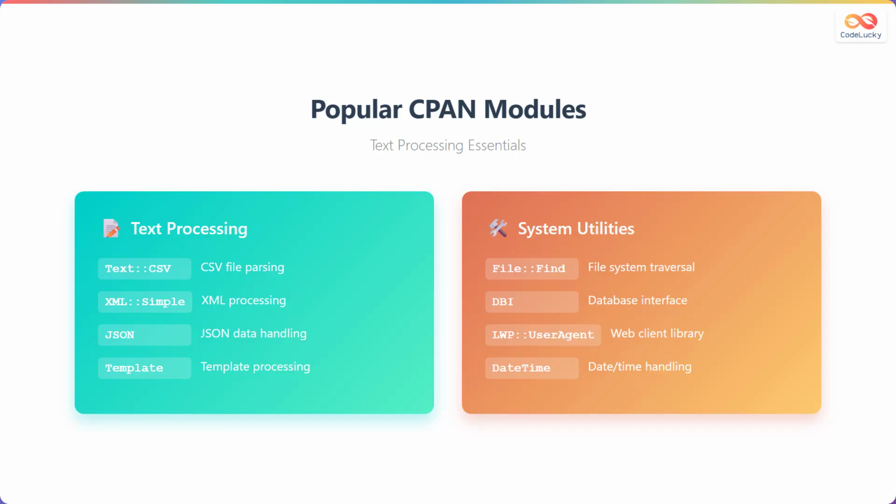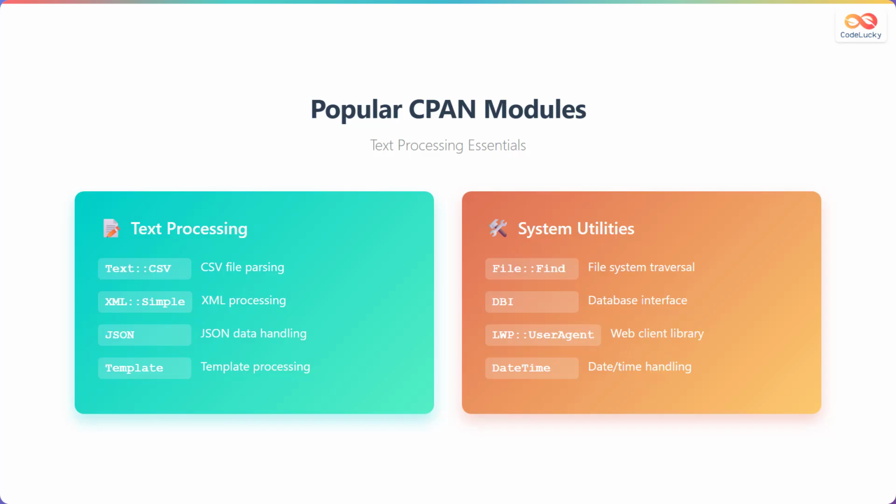Several CPAN modules have become essential tools for text processing tasks. For structured data handling, Text::CSV provides robust comma-separated value file parsing capabilities. XML::Simple offers straightforward XML document processing. The JSON module handles JavaScript Object Notation data parsing and generation. The Template module provides powerful template processing for generating dynamic content.